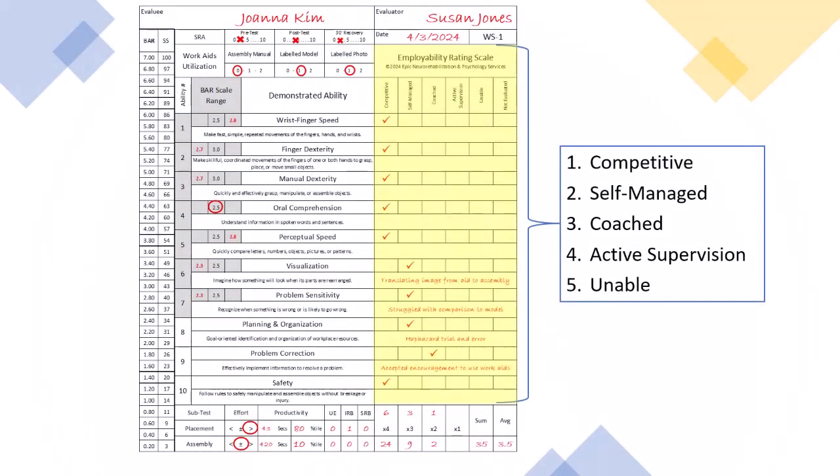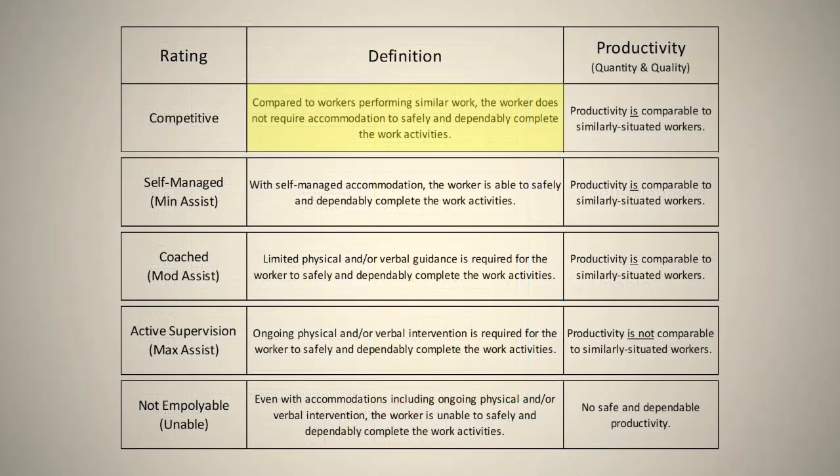This depicts the evaluation of Joanna Kim by Susan Jones, using the work sample 1 evaluation record. Susan has observed Joanna and uses the ERS to record her performance. The ERS has guided Susan's supervision of Joanna using the minimum necessary intervention approach. The basic idea is that the evaluator must refrain from intervention unless and until the evaluee is stuck or begins to be unsafe. The ERS has 5 levels, from competitive to unemployable.